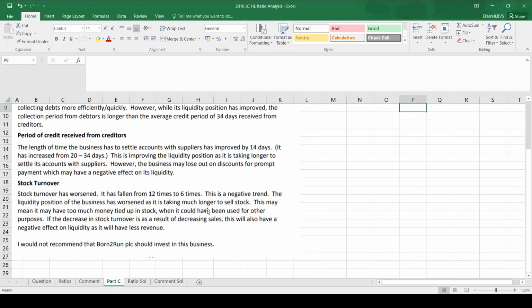This may mean it has too much money tied up in stock, which isn't good. It could be used elsewhere for better purposes. If the decrease in stock turnover is as a result of decreasing sales, this will also have a negative effect on liquidity as it'll have less revenue. So if the company is selling less, it's obviously going to lead to liquidity problems because they won't have enough sales and cash, which wouldn't be good for the company. So we would not recommend Born to Run PLC to invest in this business. That's the 2018 ratio, higher level question 5 complete. Thank you.